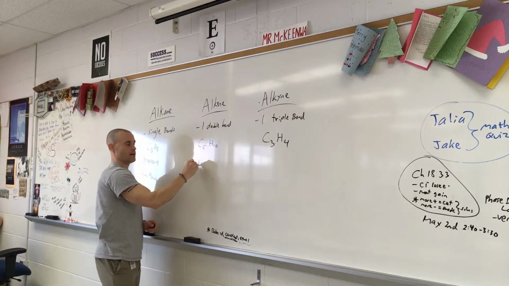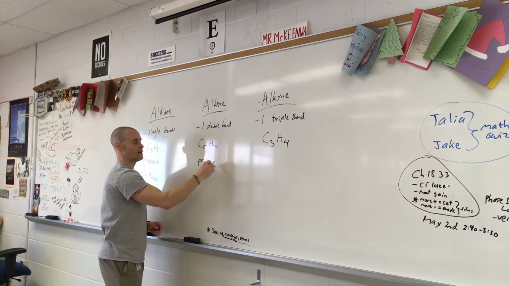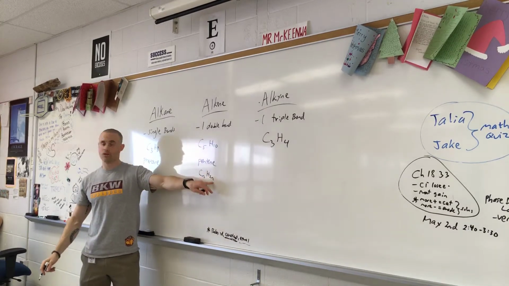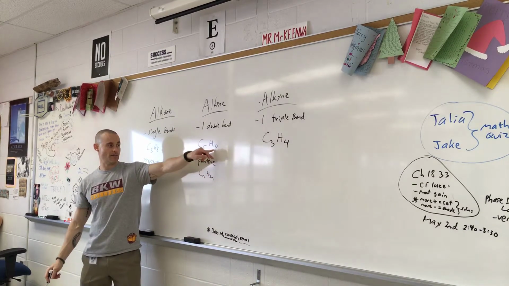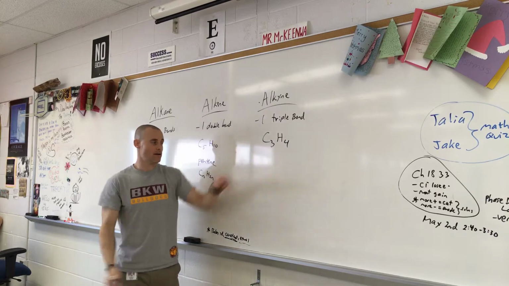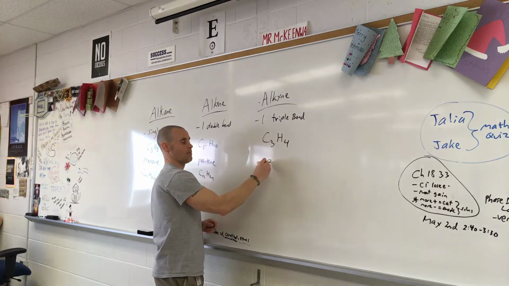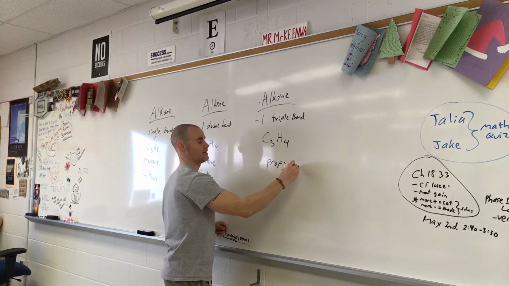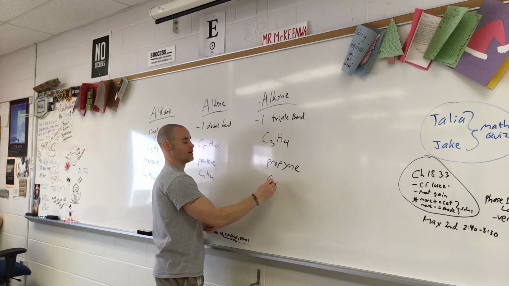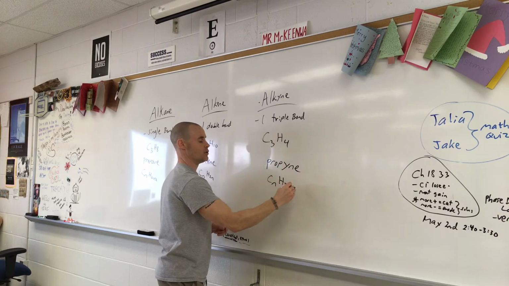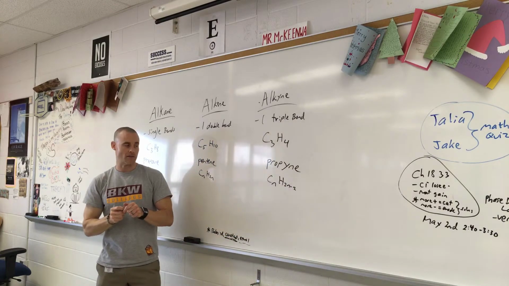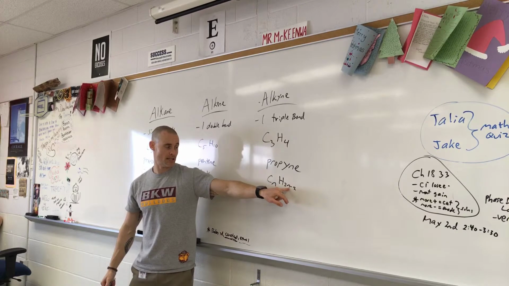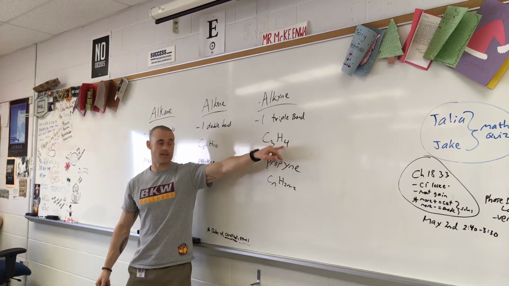Here, what would the name be? Pentene. Pentene, there you go, because it matches CnH2n. 2 times 5 is 10. Over here, it would be propyne, and that's because it's CnH2n minus 2. That's right, we'll get the hang of it. With this formula, 3 times 2 is 6, minus 2 is 4, which matches this.